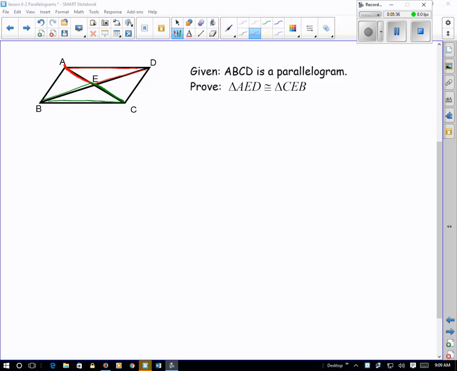Well, to start off with, we know, and again, we'll do this kind of informally, that segment AD is congruent to segment DC, because the opposite sides of a parallelogram are congruent. And so mark that on the diagram.